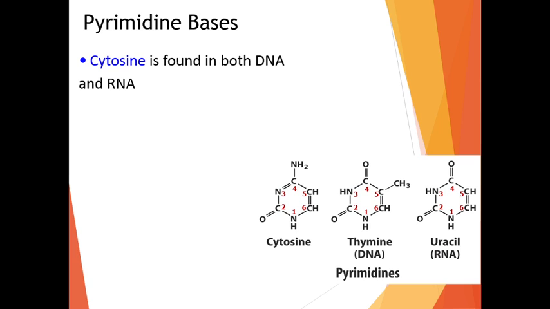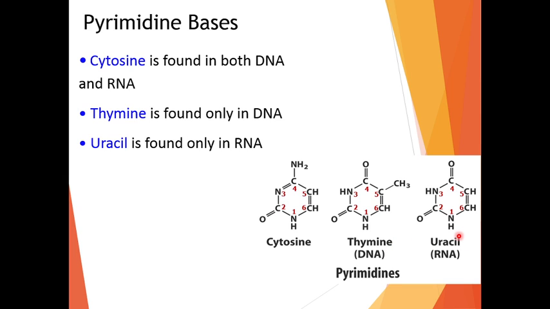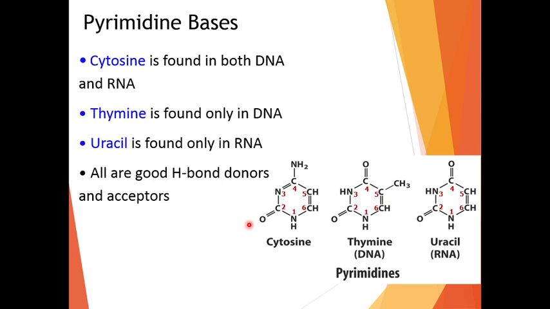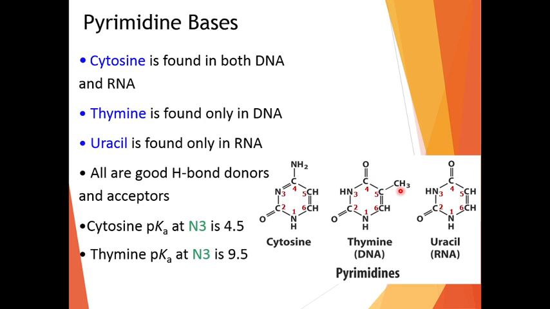Pyrimidine bases. Cytosine is found in both DNA and RNA, whereas thymine is found only in DNA. Uracil is found only in RNA. All are good hydrogen bond donors and acceptors. For example, this NH2 group can either donate 2 hydrogens or accept 1 hydrogen. The carbonyl oxygen can only accept hydrogen bonds. So these are both hydrogen bond donors and acceptors.